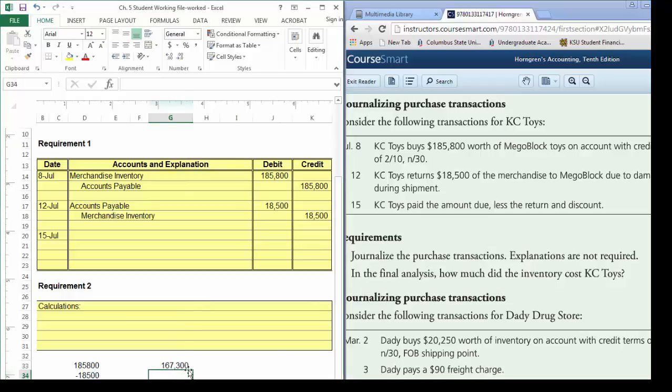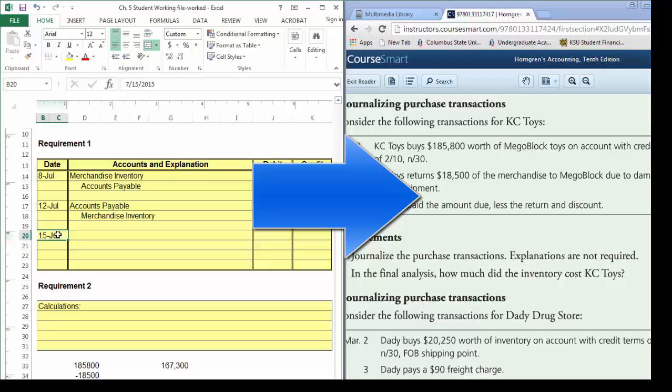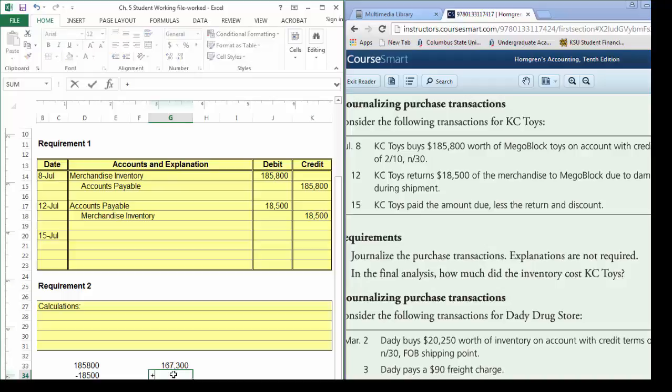Then remember it said over here we're going to get a discount of 2% if we pay within 10 days. Well, 10 days from July 8th would be the 18th, so we're paying within the discount period. So we're going to get a 2% discount. Let's calculate what our discount is. So our discount is $33.46. That's 2% of $167,300. So I'm not going to pay $167,300 on my account. I'm only going to pay $167,300 minus my discount. I'm only going to pay $163,954 in cash.